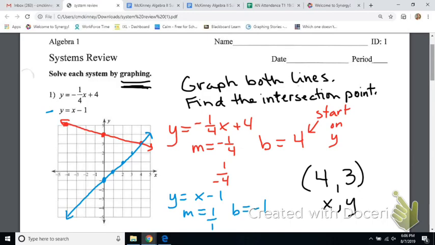Again, speak up if you need to pause to get something written down. Or if you have a question, one of your classmates can probably answer it. All right, here we go, on to number 2.